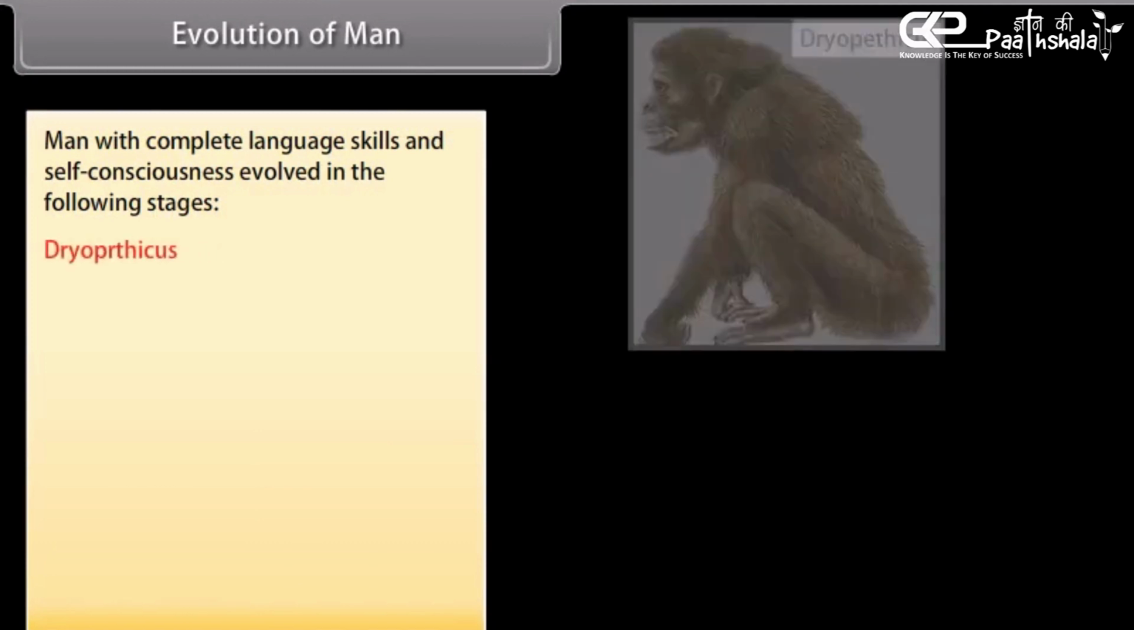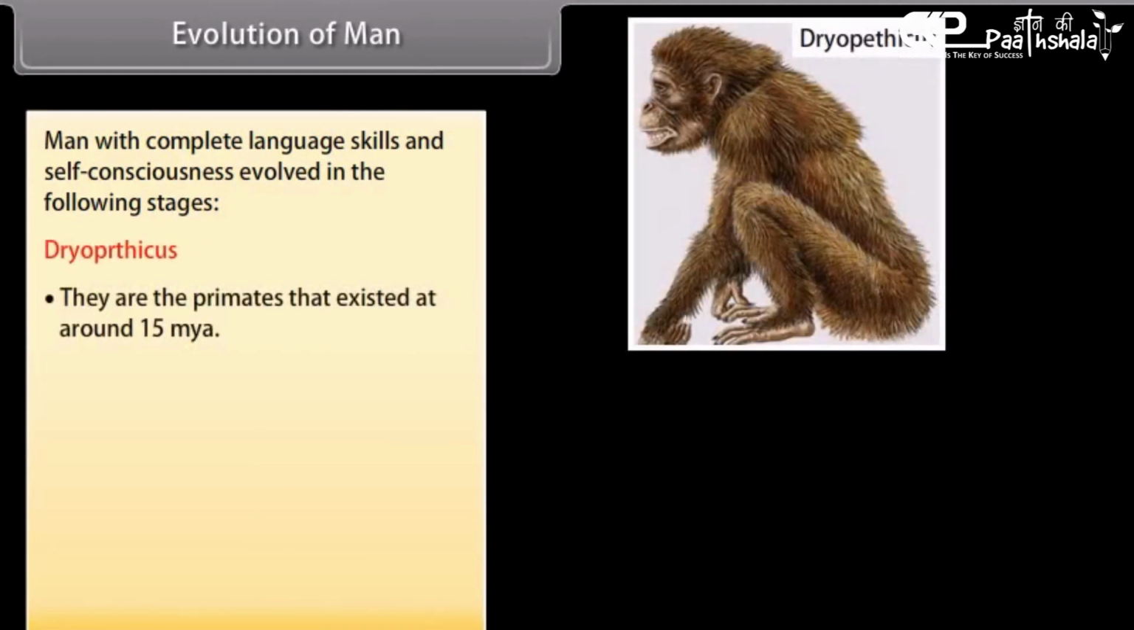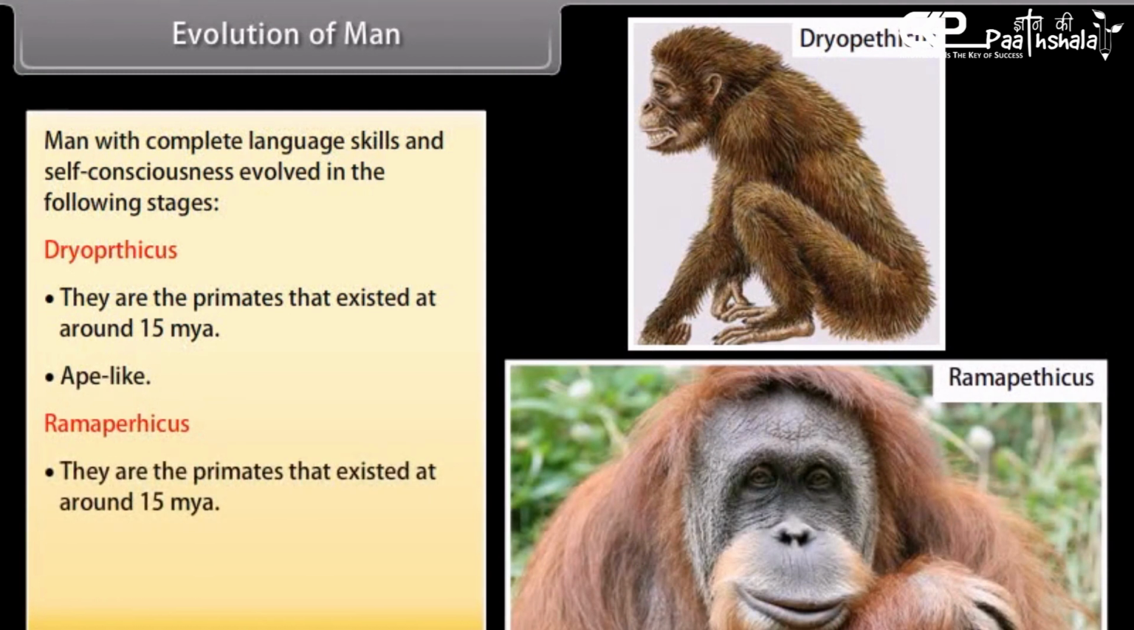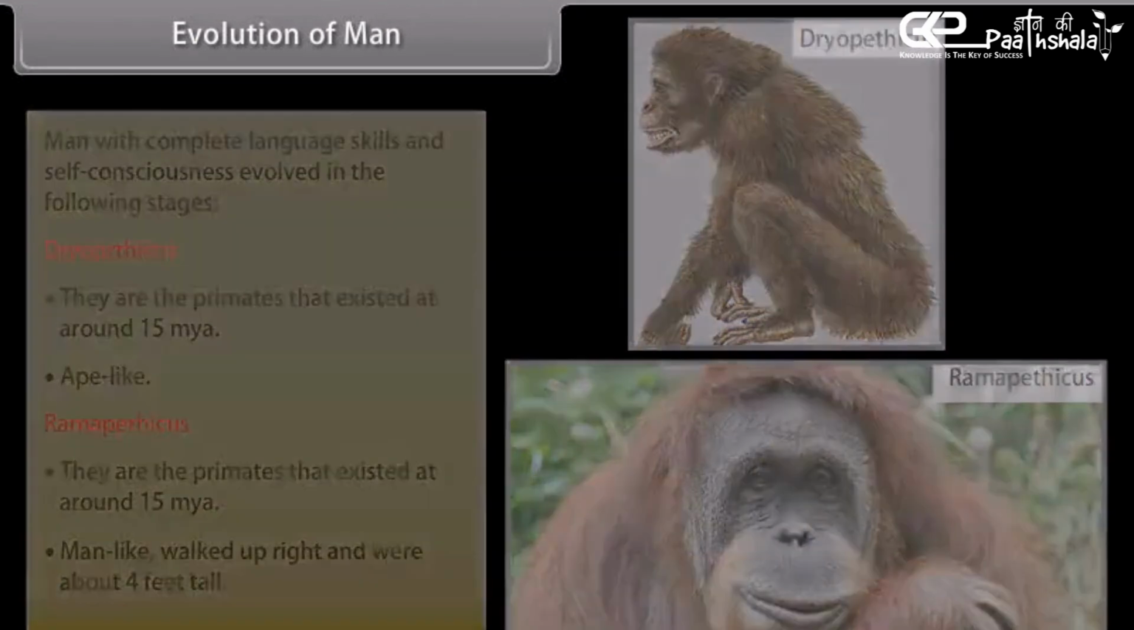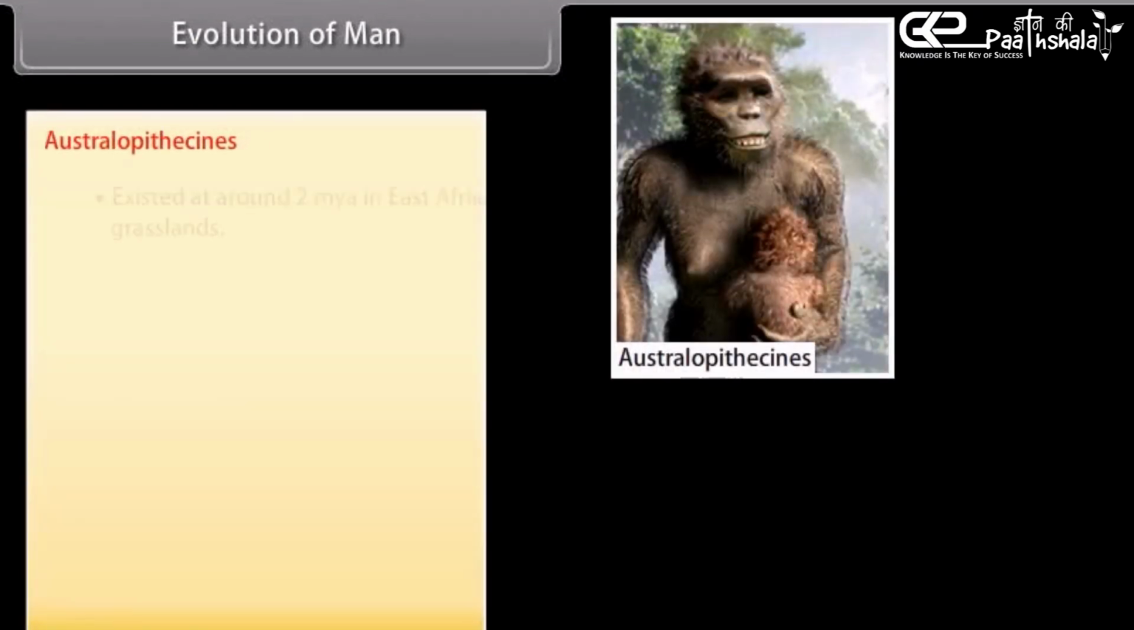Evolution of man. Man with complete language skills and self-consciousness evolved in the following stages. Dryopithecus are the primates that existed at around 15 million years ago. Ape-like. Ramapithecus are the primates that existed at around 15 million years ago. Man-like, walked upright and were about 4 feet tall. Australopithecines existed at around 2 million years ago in East Africa grasslands.